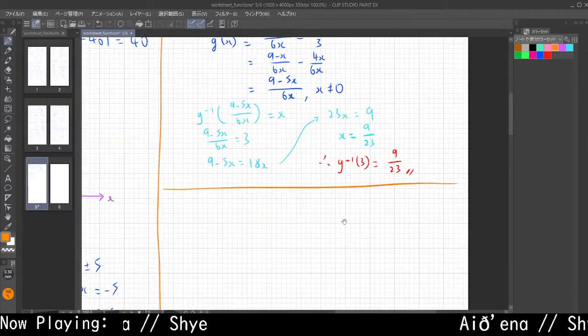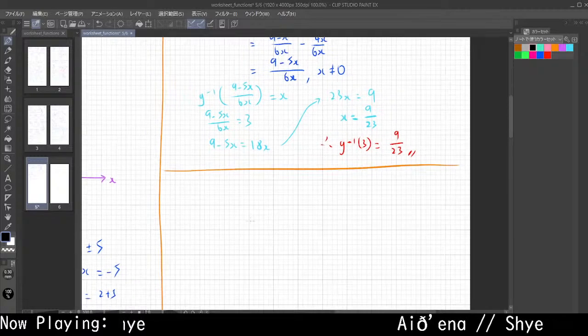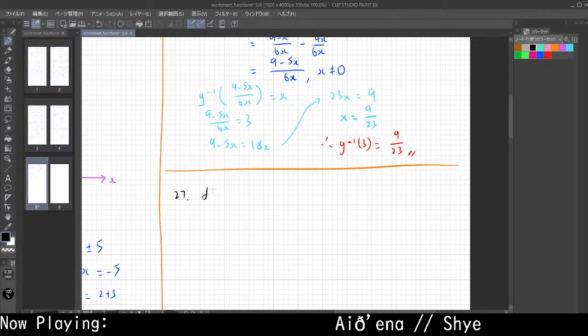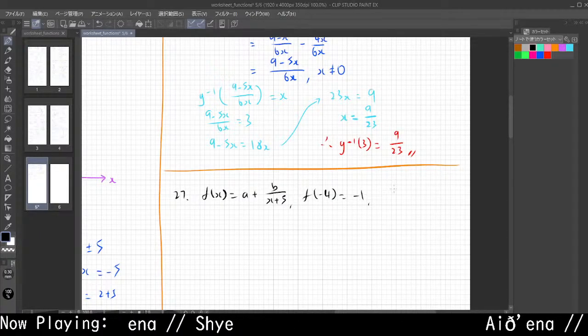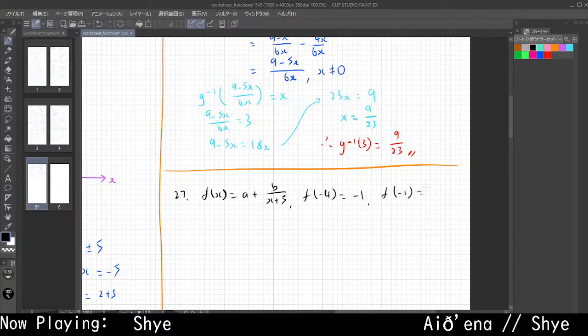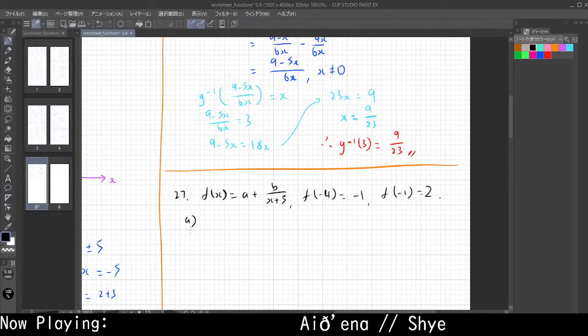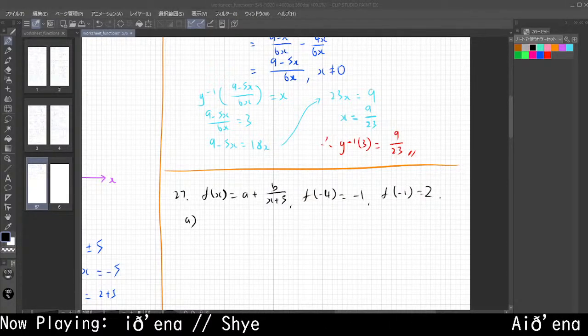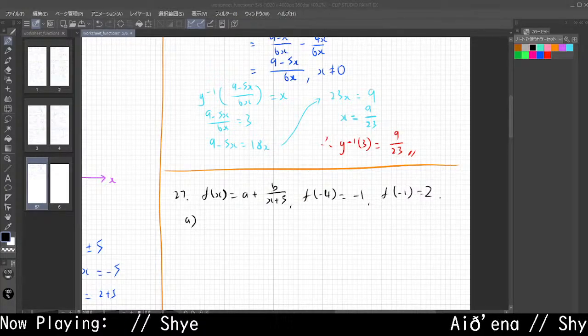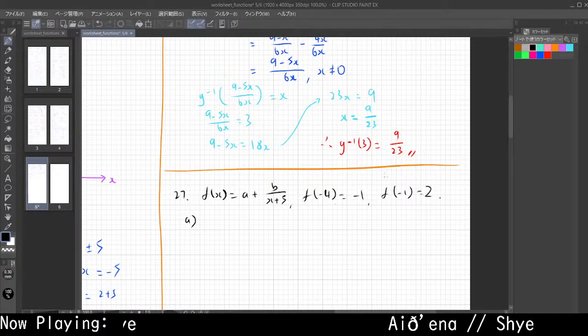Okay, 27. Given that the function f(x) equals a plus b over x plus 5, where f(-4) equals -1 and f(-1) equals 2. Find the values of a and b. This will basically be substitution. Substitute and do simultaneous equations.